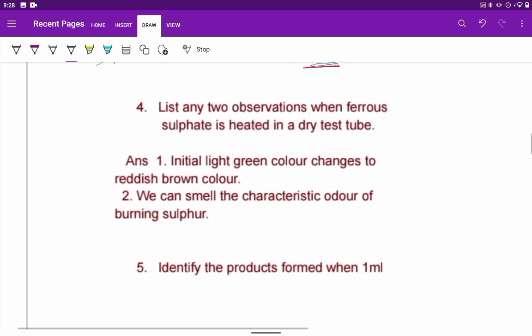Next, list any two observations when ferrous sulfate is heated in a dry test tube. Whenever we heat the ferrous sulfate, we find that initial light green color changes to reddish brown. Okay, we are heating ferrous sulfate. Initial light green color changes to reddish brown, and we can smell the characteristic odor of burning sulfur. So these two changes we can observe.